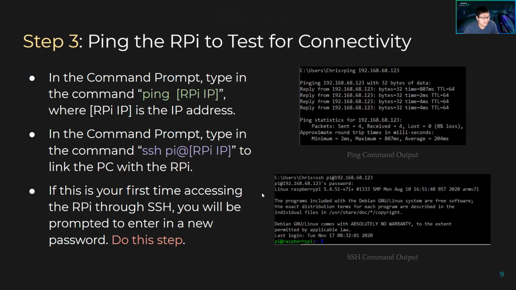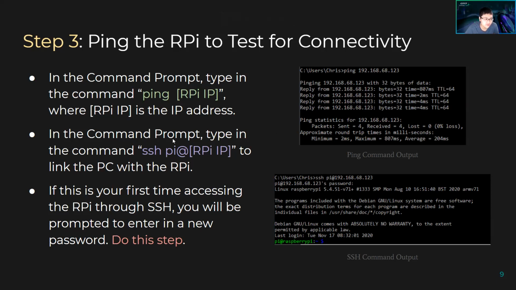The next step is to ping the Raspberry Pi to test for connectivity. In the command prompt, type in the command ping and then the Raspberry Pi IP after it. If you see replies on the ping command output, that means that there's something on that port. And then you're going to SSH into it.